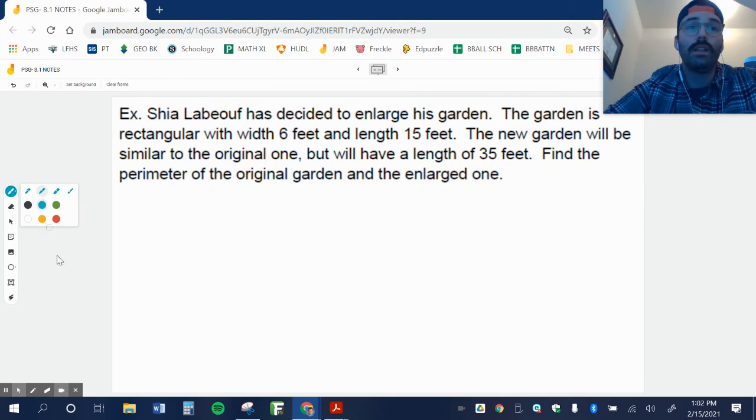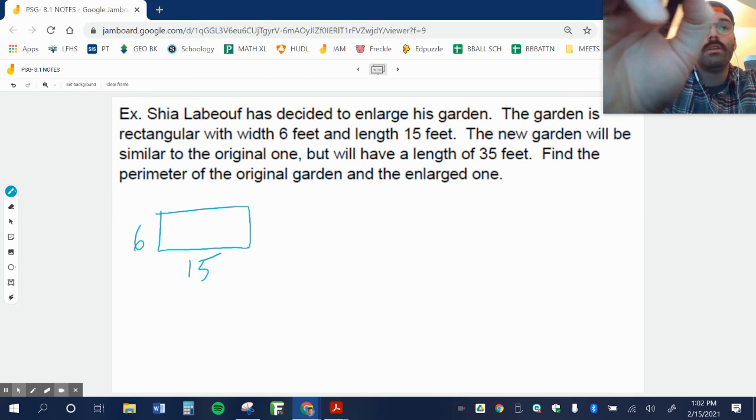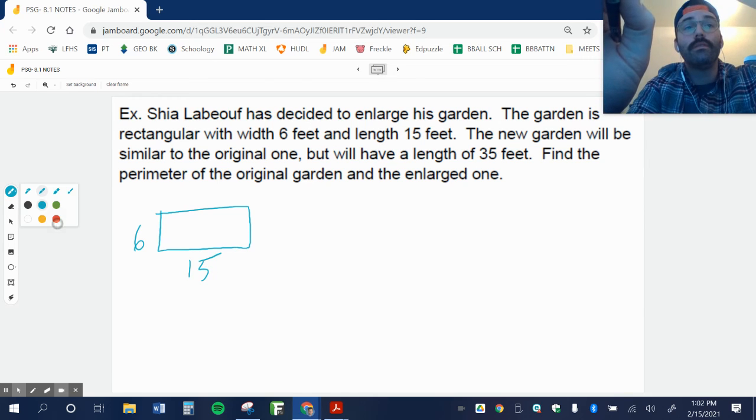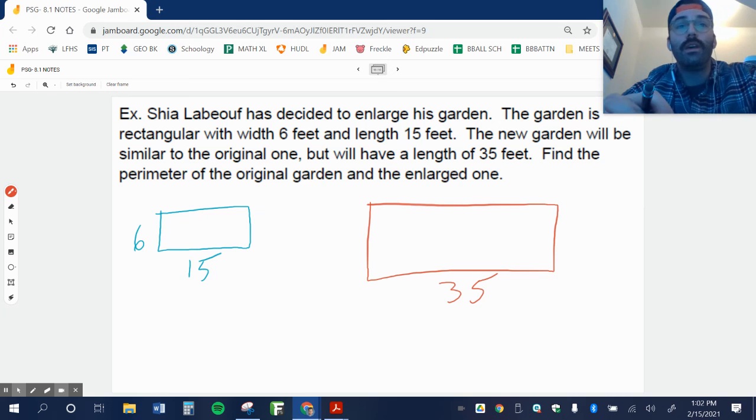I have an example about Shia LaBeouf and his garden. Shia LaBeouf decided to enlarge his garden. It was a rectangular garden, 6 by 15. His new garden, he wants the length of the new garden to be 35 feet. Find the perimeter of the original to the enlarged one.